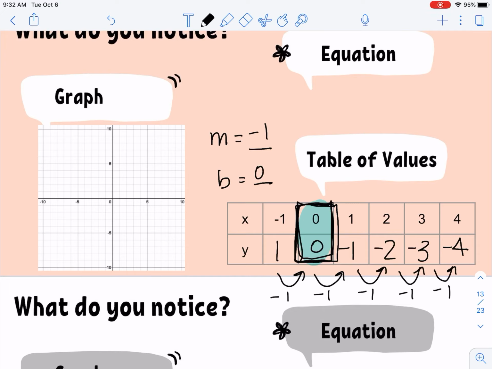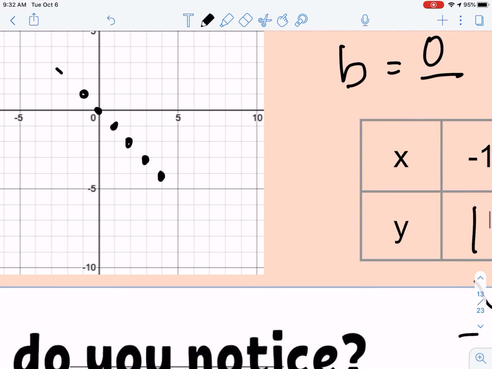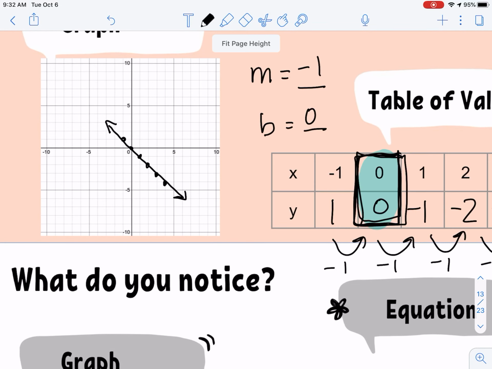I'm going to plot these points. 0, 0, negative 1, negative 1, negative 2, negative 2, or 2, negative 2, 3, negative 3, 4, negative 4, negative 1. Oh, okay. All right. And I graph it, and I try really hard to go through those points. All right, now let's look at the graph.